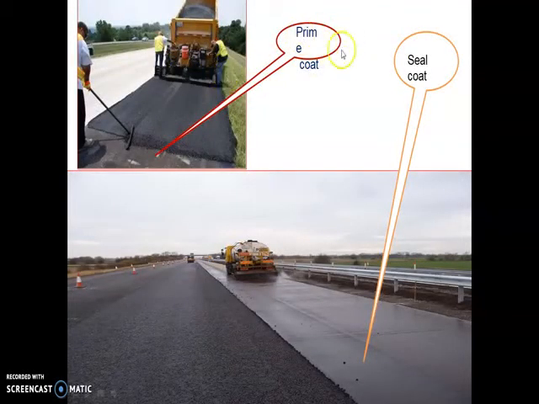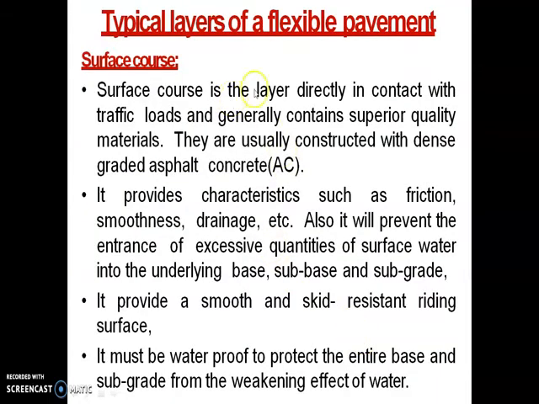Next one, typical layer of flexible pavements: surface course. Surface course is a layer directly in contact with the traffic loads and generally contains superior quality materials, usually constructed with dense graded asphalt concrete. Smoothness, drainage, it will also prevent surface water from entering the underlying base, subbase and subgrade. It provides a smooth and skid resistant riding surface. It must be waterproof to protect the underlying base and subgrade from the weakening effect of water.